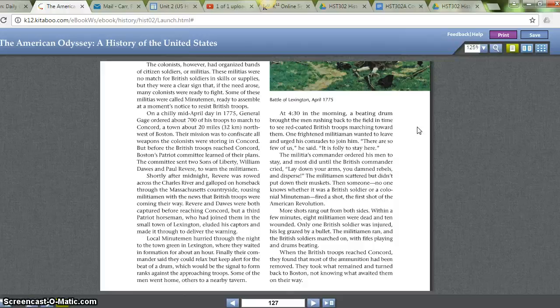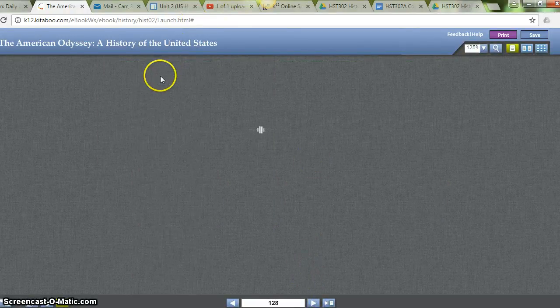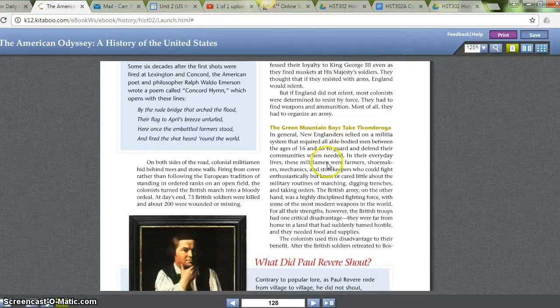When the British troops reached Concord, they found that most of the ammunition had been removed. They took what remained and returned back to Boston, not knowing what awaited them on their way. The shot heard round the world.